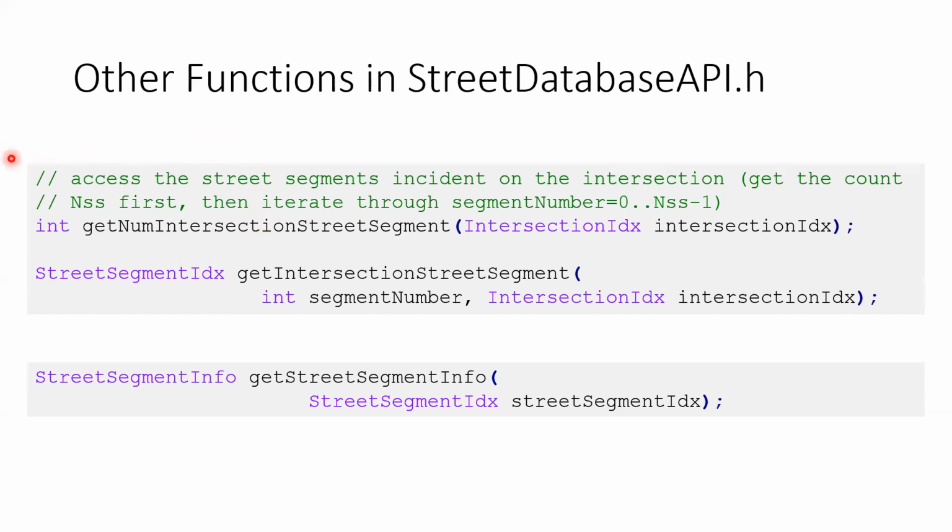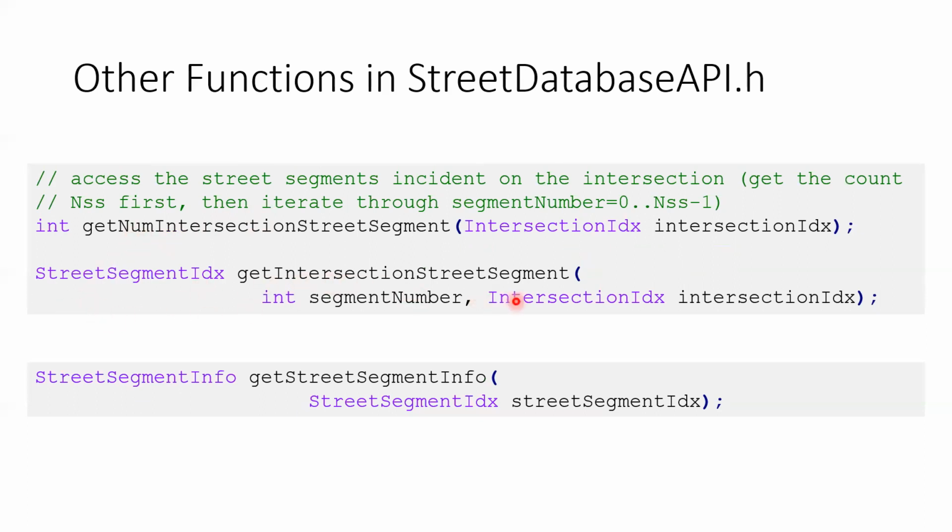And when we go into the file, we can see these 3 functions. The first function, get non-intersection street segment. After reading the comments, you can see that it accesses the intersection index, and it returns the number of street segments connected to it. Don't worry if it seems confusing right now. We're going to go into detail about this.